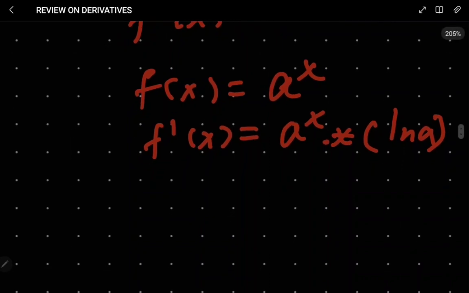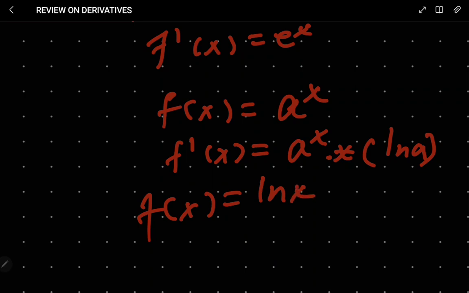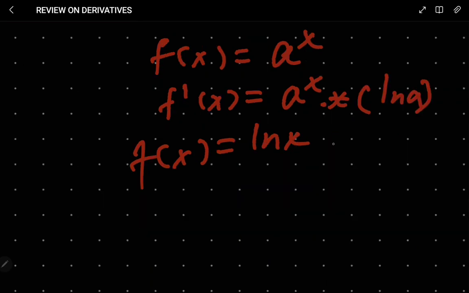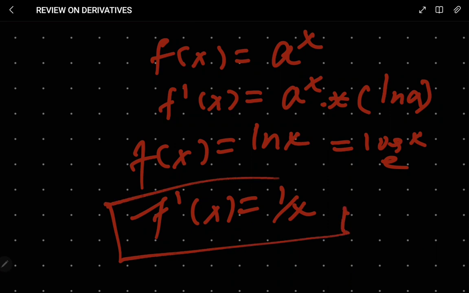There is something analogous between exponential and logarithm. So if you have f of x is equal to ln of x, which we have already said is the same as logarithm of x to the base e, you know what e is. So what is f derivative? This is again very important. It is 1 over x. So the derivative of ln x is 1 over x.